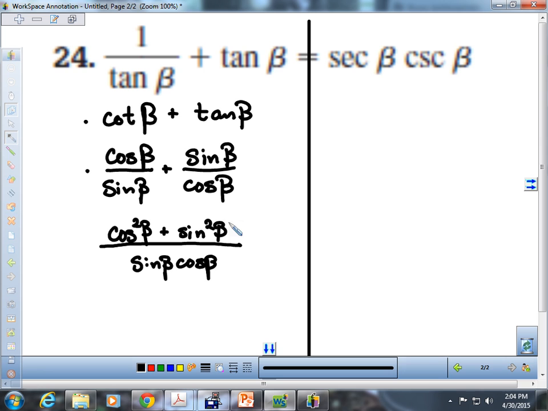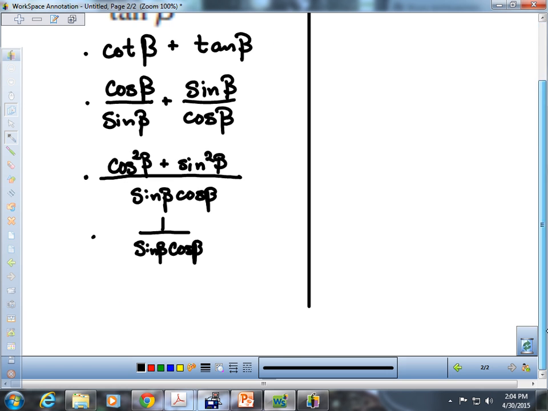Okay, and now, Will, what do you recognize? Yeah, we've got the Pythagorean identity over here. We've got 1 over sine beta cosine beta, which is the same as saying 1 over sine beta times 1 over cosine beta. 1 over sine beta is cosecant beta times 1 over cosine is secant beta.